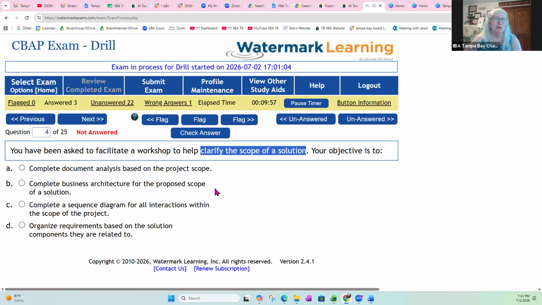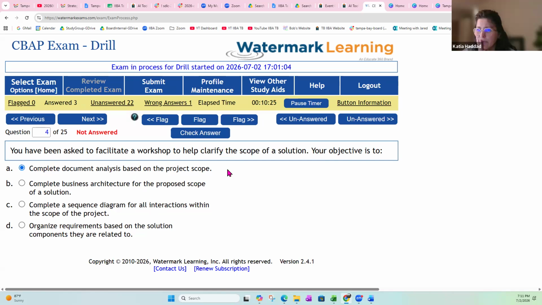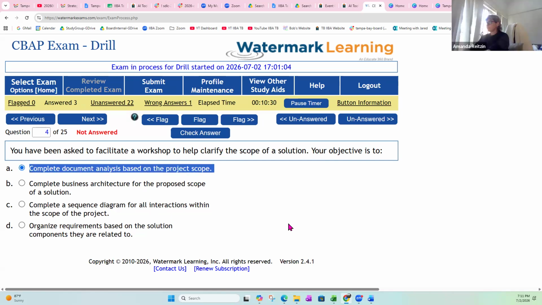Complete a business architecture for the proposed scope of a solution. Complete a sequence diagram for all interactions within the scope of the project, or organize requirements based on the solution components they are related to. So which one of these can we eliminate because they would not be part of the workshop objective? Document analysis. Okay, we can eliminate that one. So what is the best answer according to the BABOK?